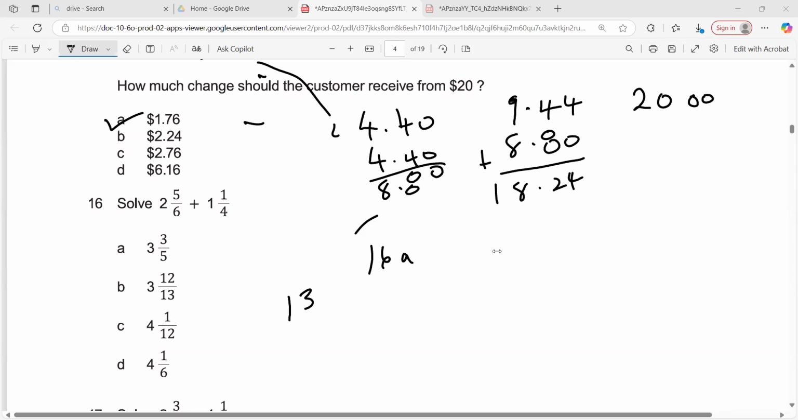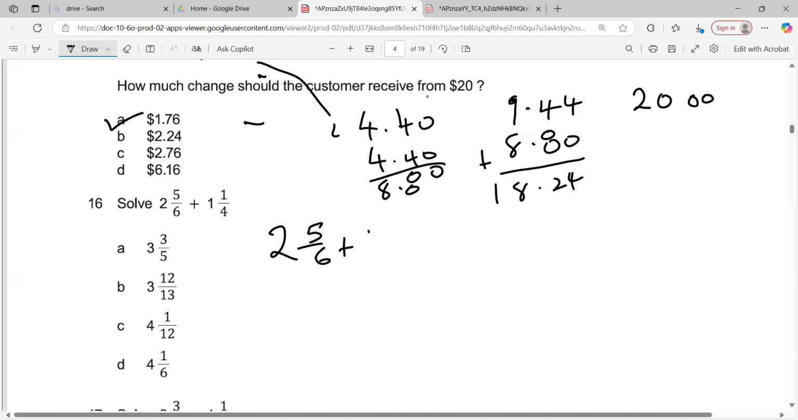Okay, sir. So the question is solve 2 5/6 plus 1 1/4. So you put 2 5/6 plus 1 1/4, and then you draw a line at the bottom and put a plus in the center. First you add the whole numbers, which are 2 and 1, and that will equal 3. So you put an equal sign, and that would equal 3 at the side.